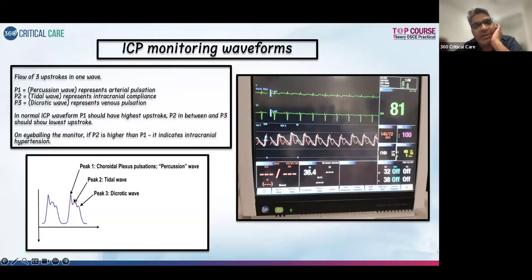So if you have decreased intracranial compliance, this P2 will go higher than the P1. That's the only information that you get from an ICP waveform. When P2 becomes higher, that means you are in trouble. The ICP or the compliance is getting worse. All right.